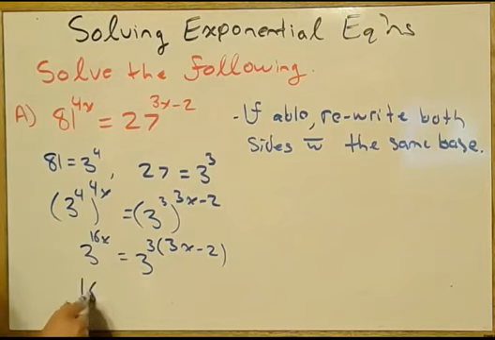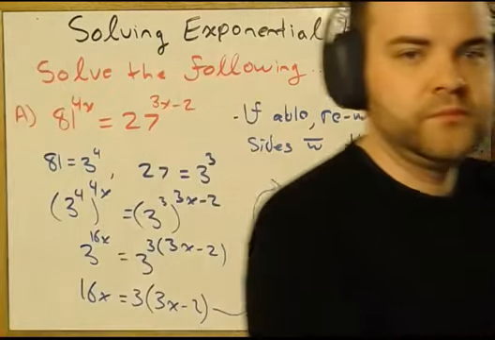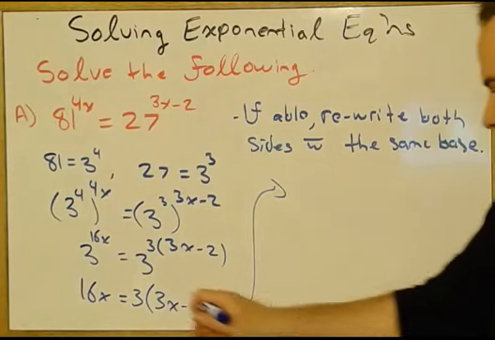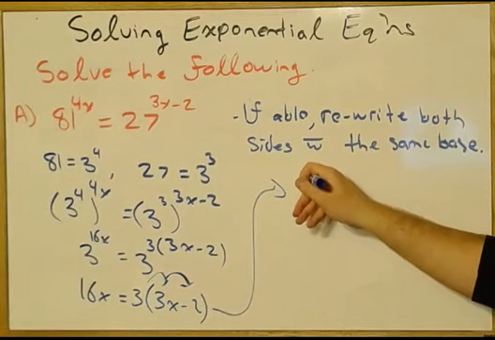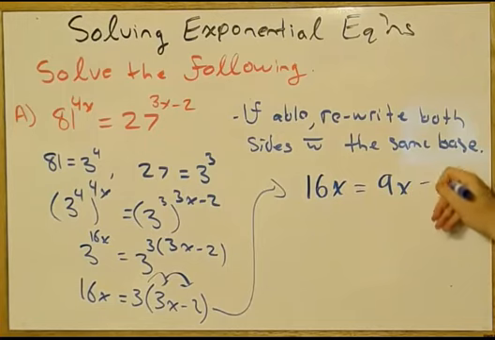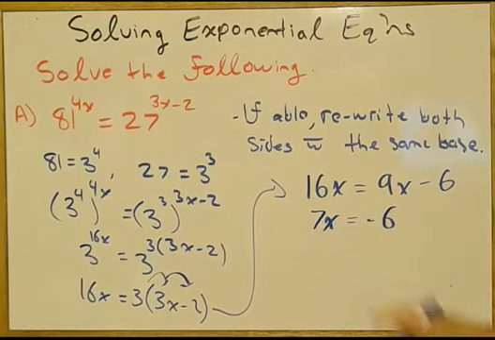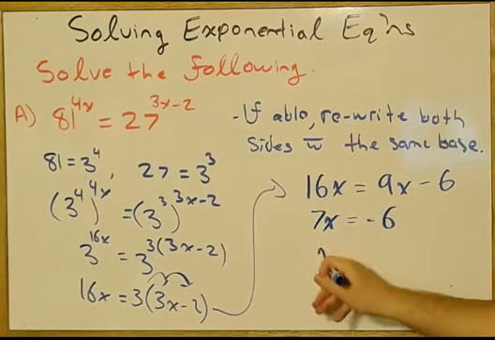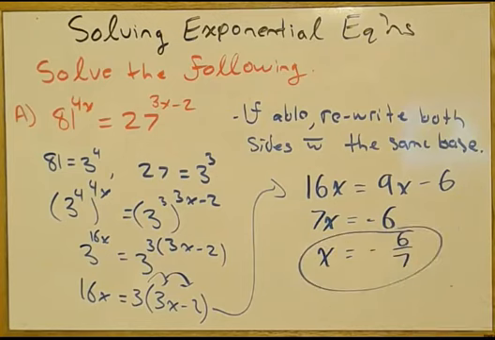So now we're interested in solving 16x is equal to 3 times 3x minus 2. And so here, let's expand out this 3 onto both terms. So what we end up with will be 16x is equal to 9x subtract 6. Subtract 9x from both sides. So 7x will be equal to negative 6. Divide both sides by 7. And this will give you x is equal to negative 6 over 7.